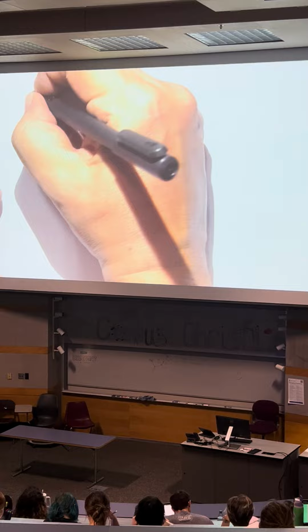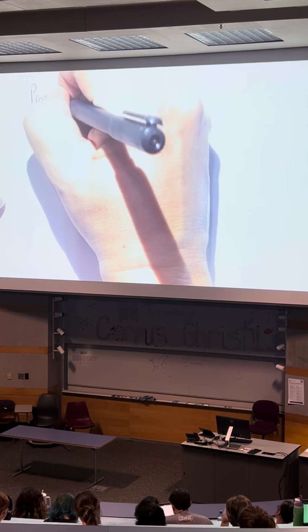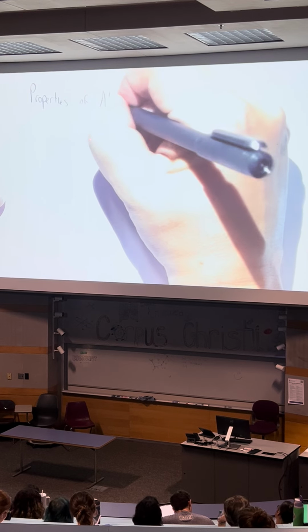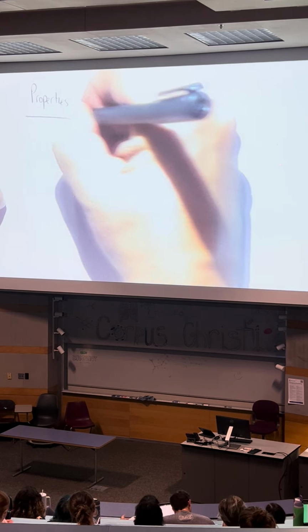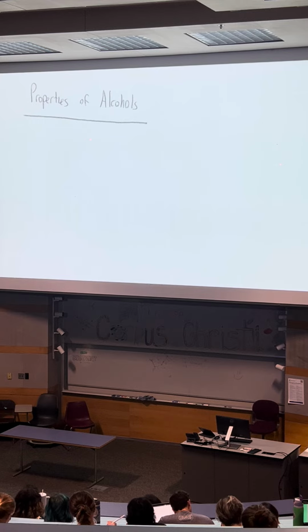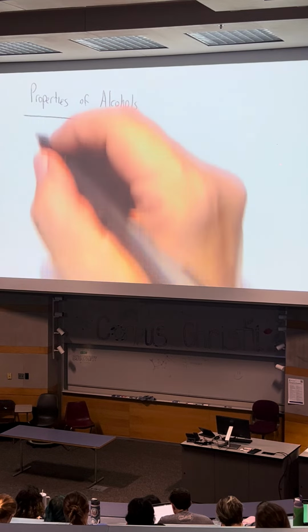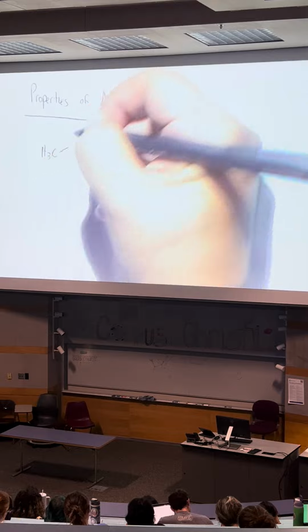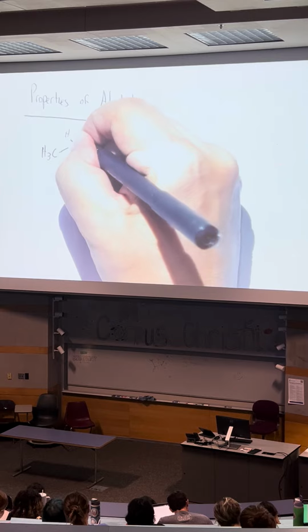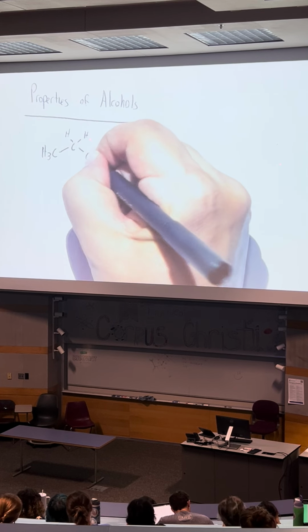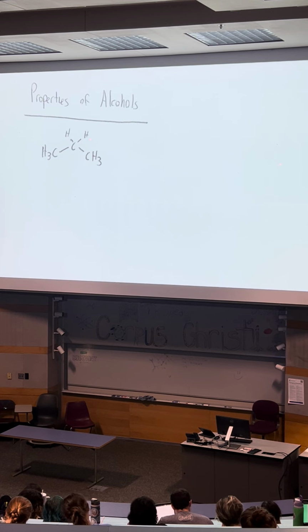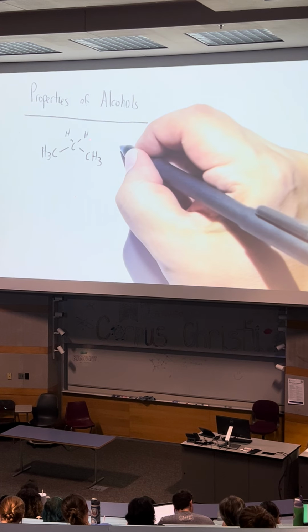All right, so let's have a look at the properties. Now, one of the things that we can start to look at is comparing the molecular structure of alcohols and their physical properties to other known organic compounds. So this right here is propane.